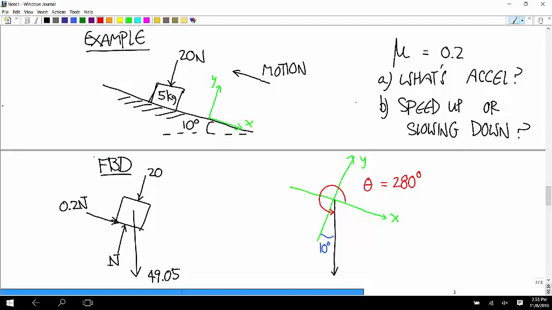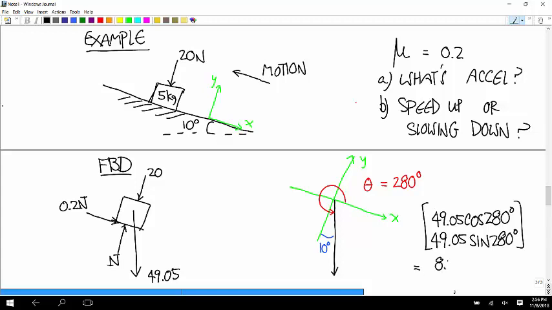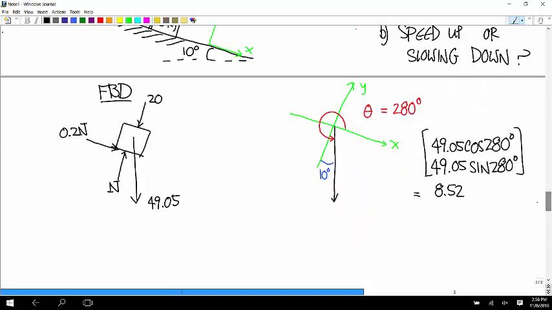Okay, so weight force is 49.05 times the cosine of 280, and 49.05 times the sine of 280. What do you get for those components?